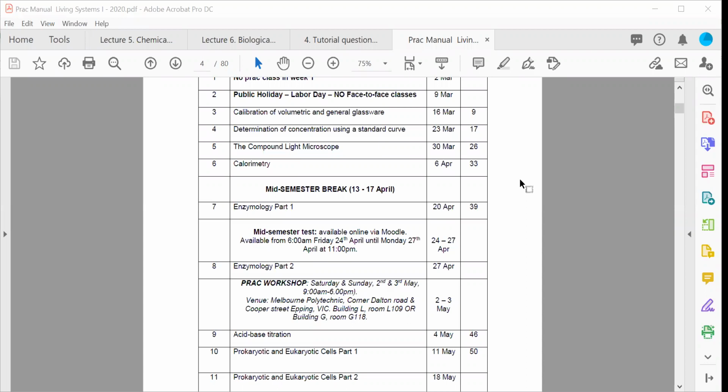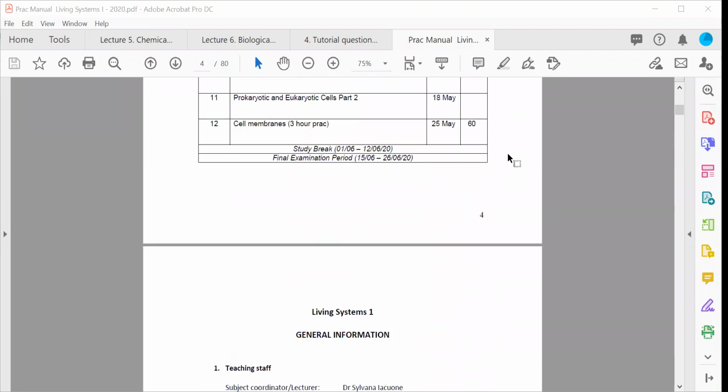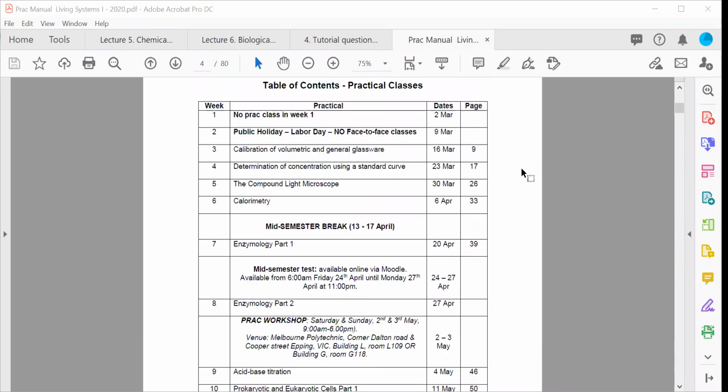So obviously, as an example, in Living Systems 1, you learn quite a bit about microscopy. It's not something that you can learn in any way really by looking at a video. It takes practice and lots of practice to become an experienced microscopist. Very important for everyone. All right, so that's something that we would have to consider in a catch-up prac.